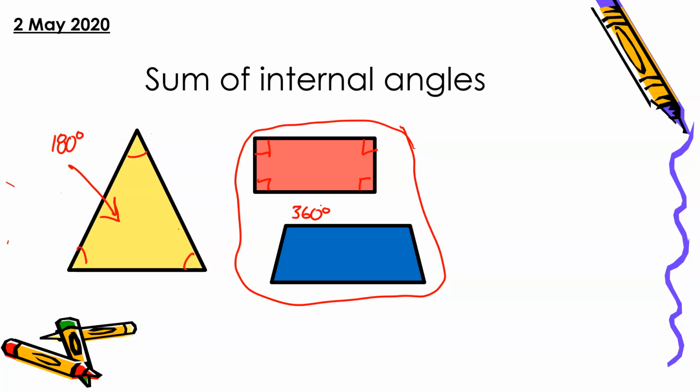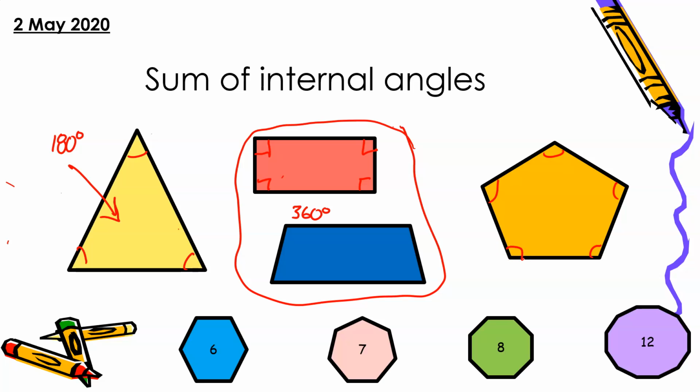What we haven't explored so far is, what if it's got more sides than four, like a pentagon? What do the internal angles of a pentagon add up to? Likewise, can we work them out for a hexagon, which is 6, a septagon, which is 7, sometimes called a heptagon, depending on what book you read, an octagon, and a dodecagon, which is 12-sided? How can we work out what the sums of these internal angles are, and is there a pattern?